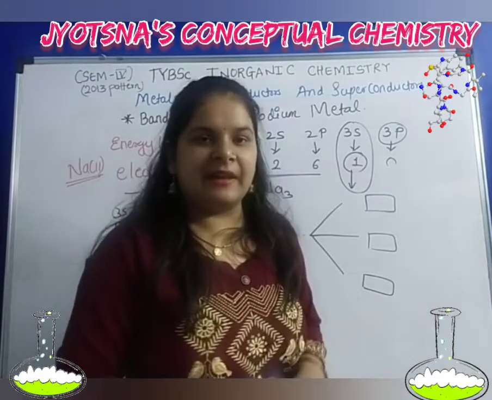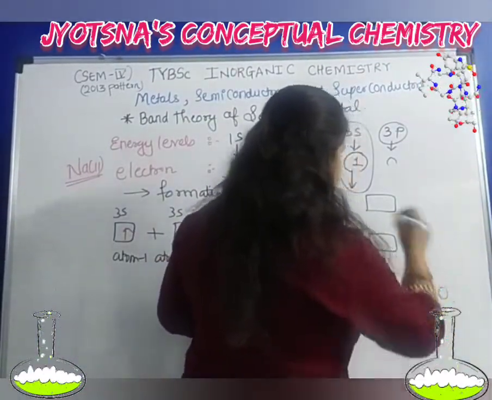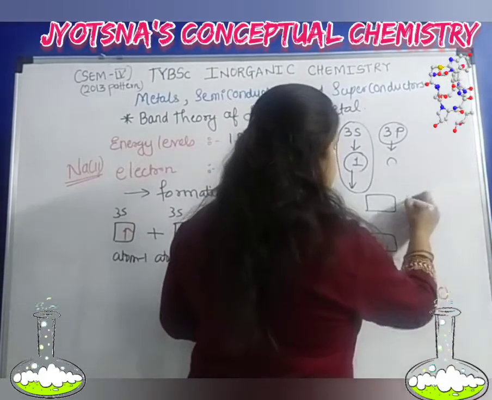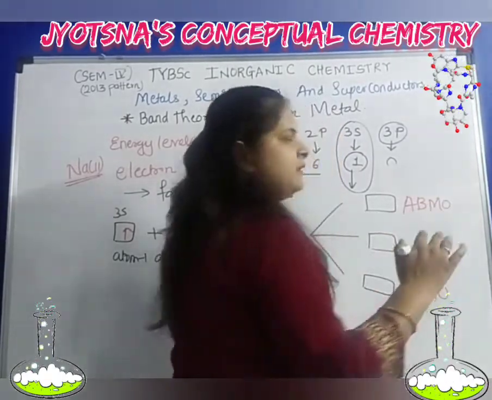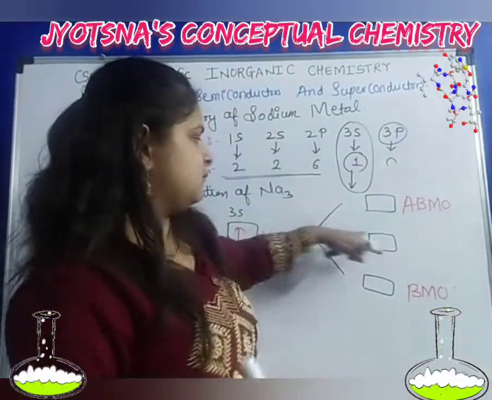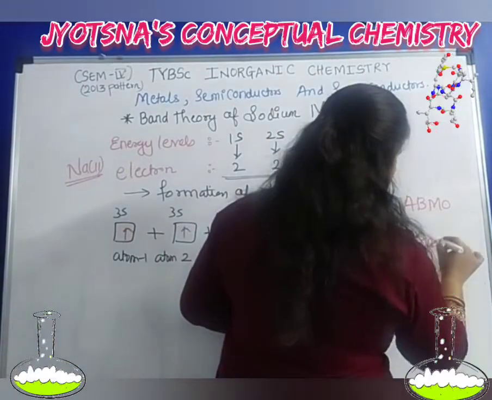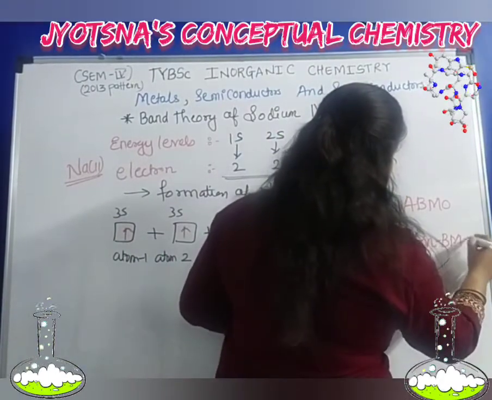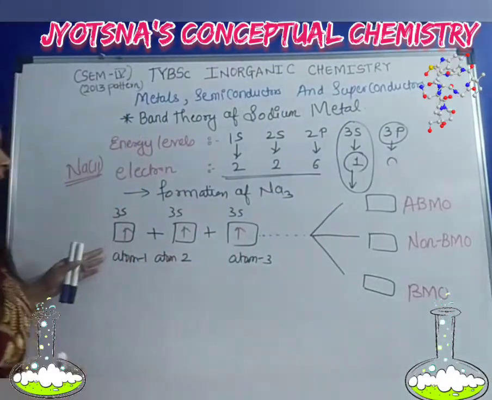Yes, the one lower in energy is called the bonding molecular orbital, and the one higher in energy is called the anti-bonding molecular orbital, and the orbital which is in between both is called the non-bonding molecular orbital. Got it? Now we will see where we will fill the electrons.